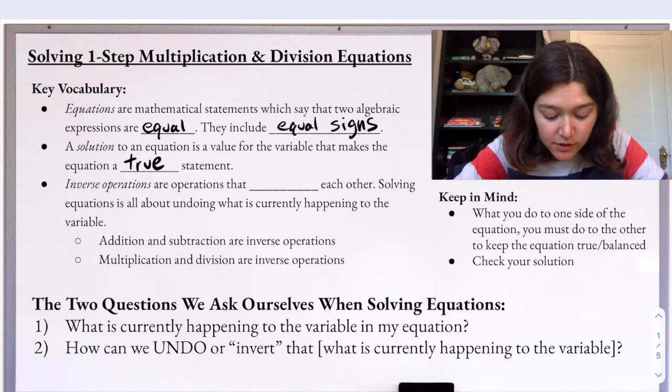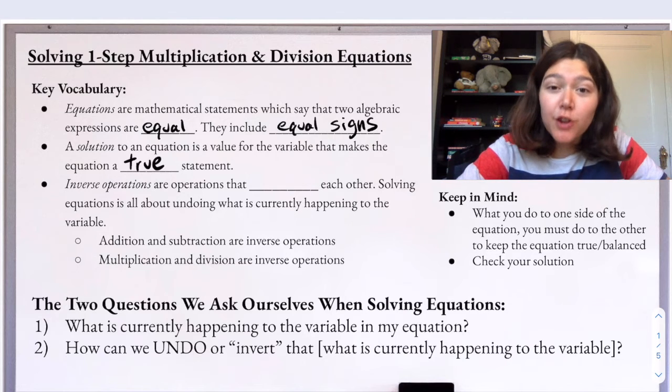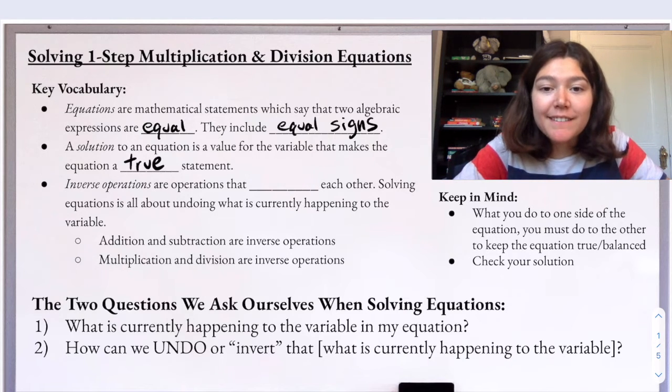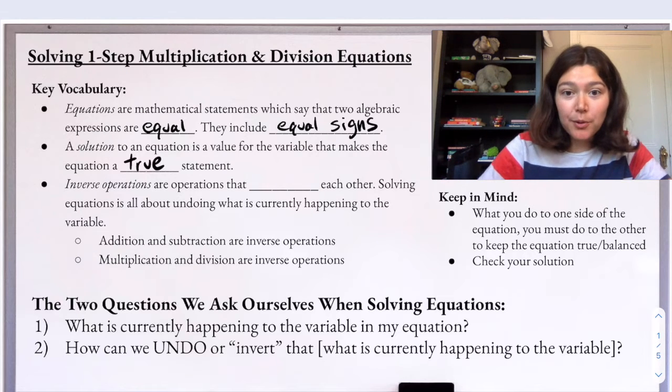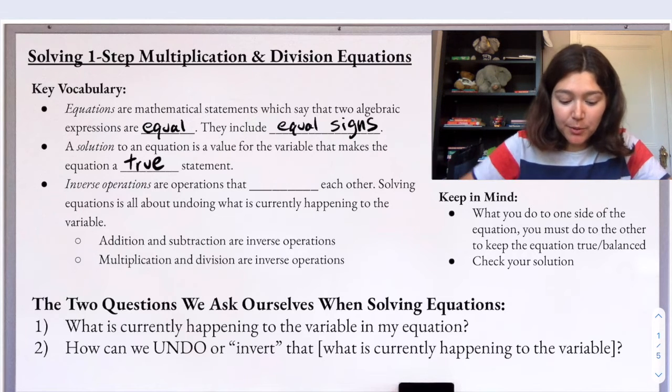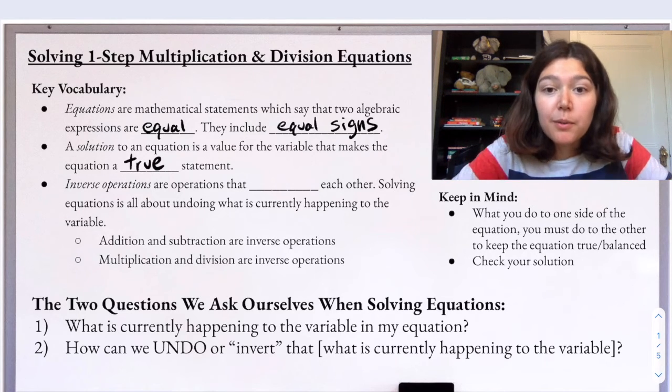So a solution to an equation, we're going to be solving equations, meaning trying to find the solution. And that is the value of that variable, the number for that variable that's going to make the equation true, meaning that what's on the left and right hand side of the equation are equal to each other.